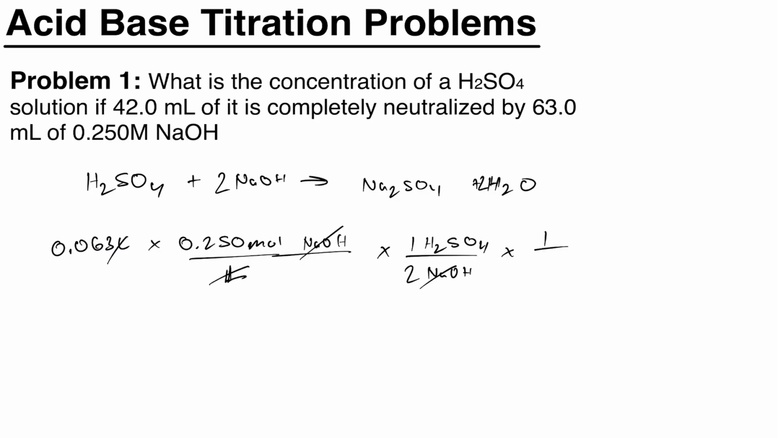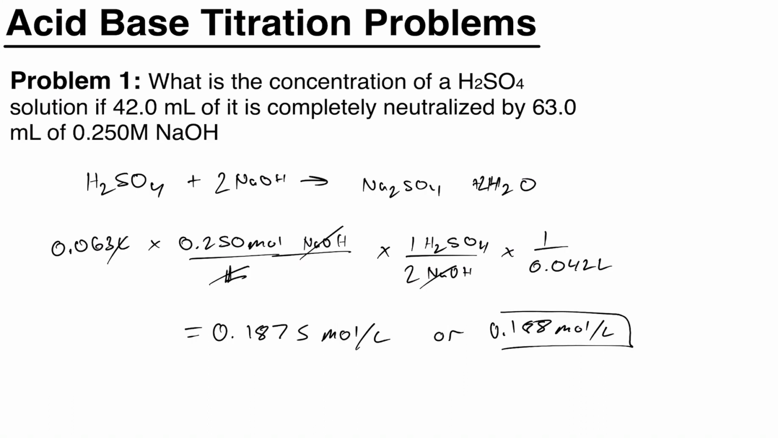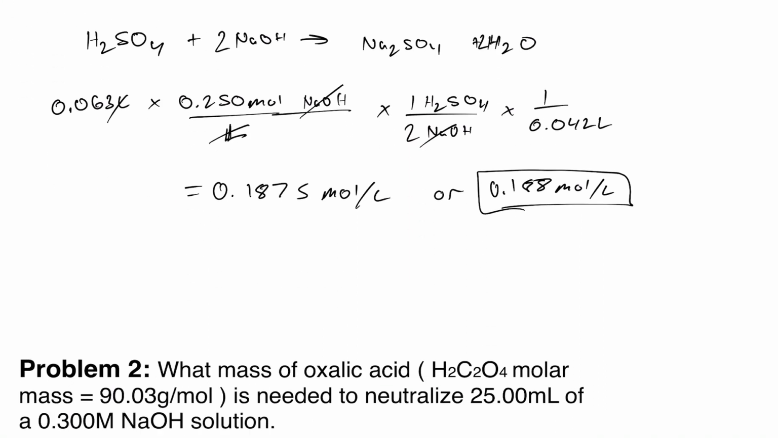And now that we have moles, we're going to divide by volume, or multiply by 1 over, and we're going to convert 42 milliliters to liters, which is going to be 0.042 liters. And now when we do all this and plug it into our calculator, we can see that we're going to get moles per liter, right? Since liter is on the bottom. When we plug it into the calculator, we're going to get 0.1875 moles per liter, or 0.188 moles per liter. Let's move on to the next problem.